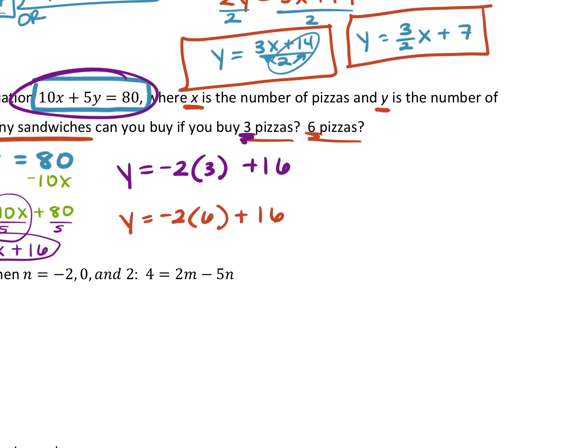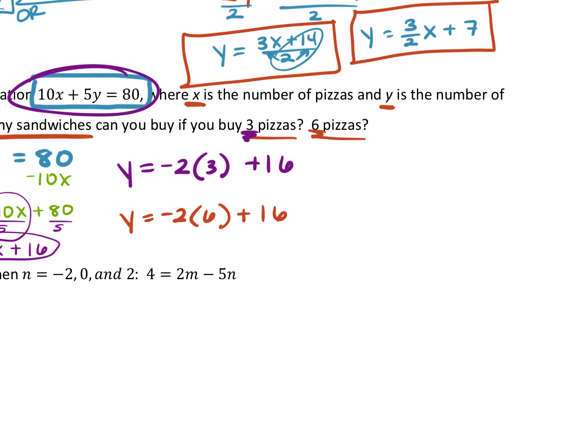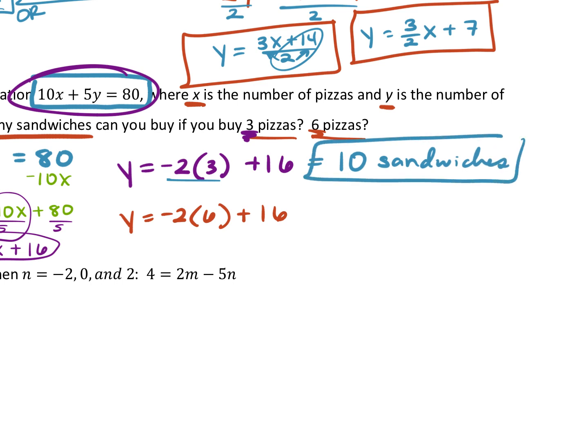So when you solve both of those, you get your answer to each of those questions rather than have to plug it in and then rearrange and then plug it in and rearrange again, right? We solved for the variable and then we get this. So negative 2 times 3 is a negative 6 plus 16 is 10 what? Sandwiches. Okay, so 3 pizzas would be 10 sandwiches.